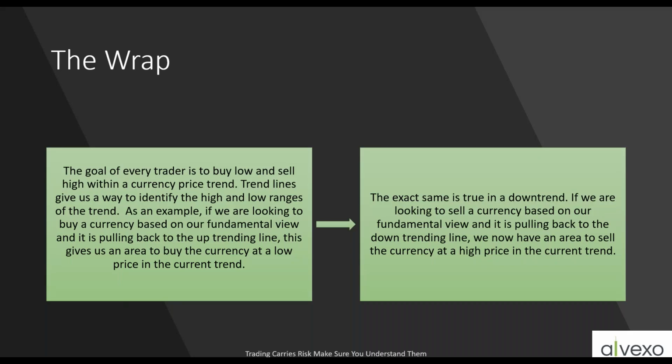So the goal of every trader is to buy low and sell high within a currency price trend. Trend lines give us a way to identify the high and the low ranges of the trend. As an example, if we are looking to buy a currency pair with the fundamental view, and it is pulling back to the uptrend line, this gives an area to buy a currency at a low price in the current trend, or the exact reverse. So understanding trends and trend lines is basically crucial. It should be the first part of your job once you've decided to look at a financial chart.